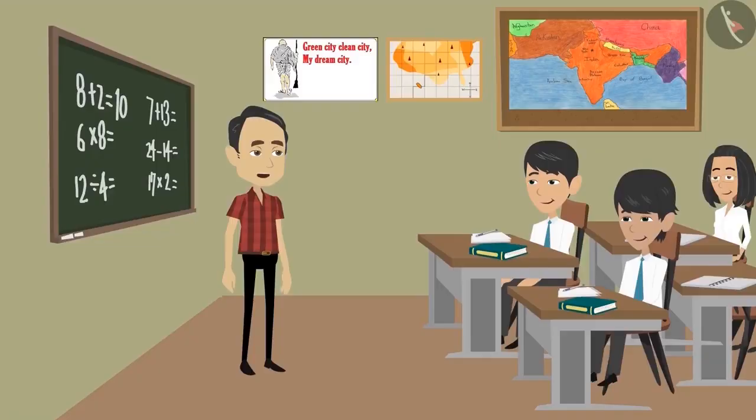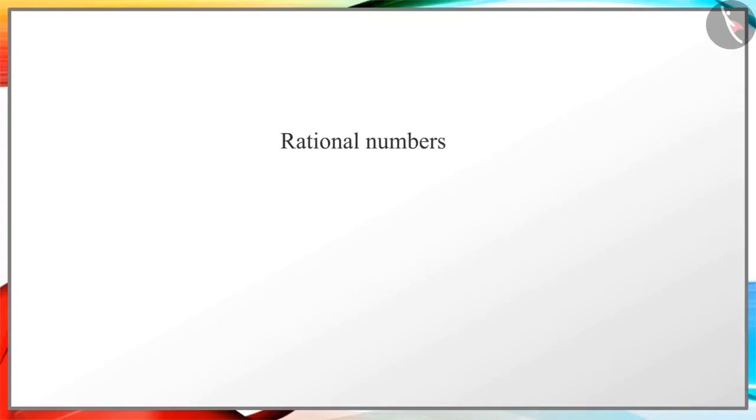Well done, Mohan. Children, now can you tell the definition of rational numbers? Sir, rational numbers are numbers that can be written in the form of p/q, where p and q are integers and q is not equal to 0.